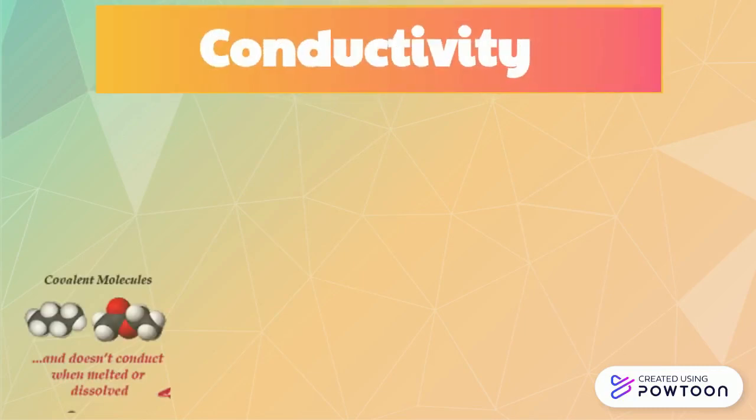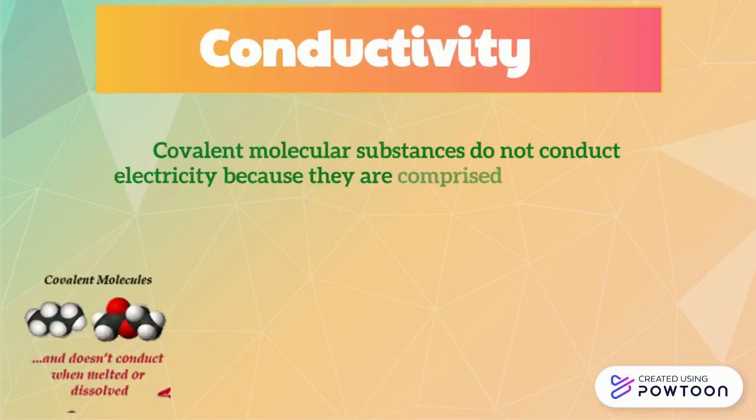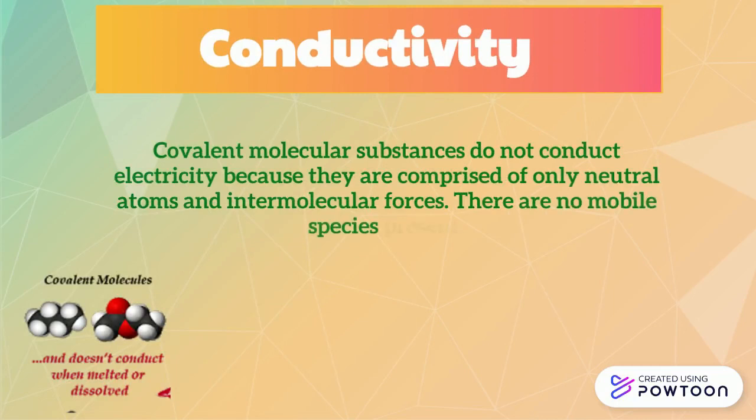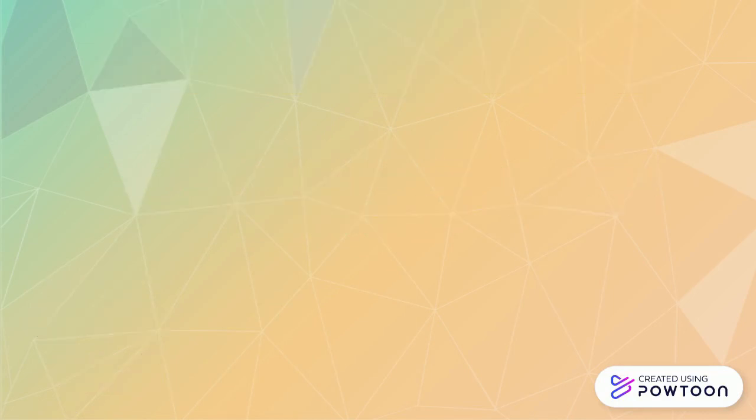Covalent molecular substances do not conduct electricity because they are comprised of only neutral atoms and intermolecular forces. There are no mobile species present.